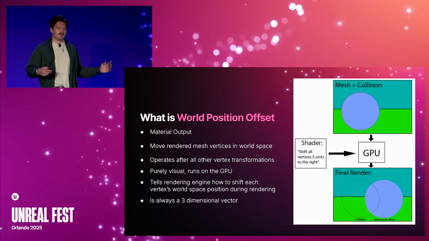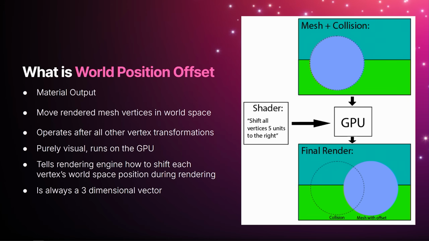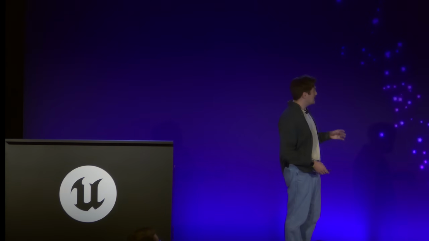So what is world position offset and how does it work? It's the material output that lets you move the vertices of a mesh in world space, but only visually. It runs on the GPU and happens after all other vertex transformations. This means it doesn't affect the mesh's actual collision or physics. It just tells the GPU where to shift the vertices when rendering. It's super efficient because it's purely visual, so the mesh stays in the same place for gameplay, but you can make it wobble, animate, or deform in any direction with a 3D vector.